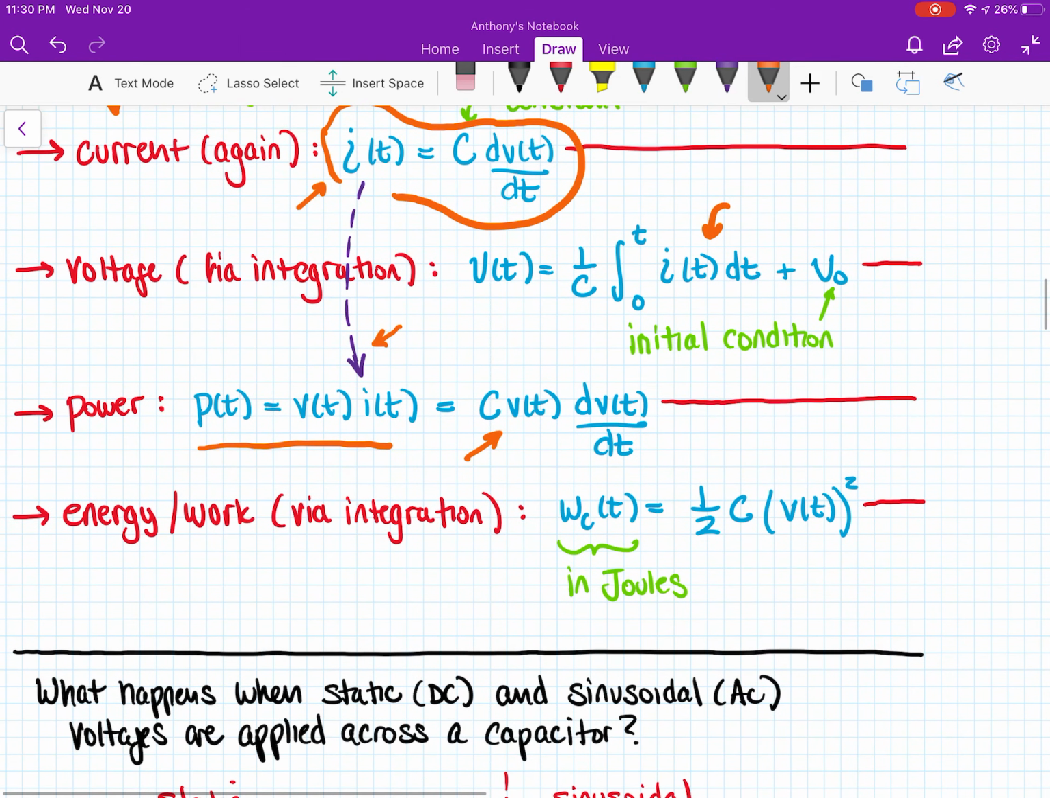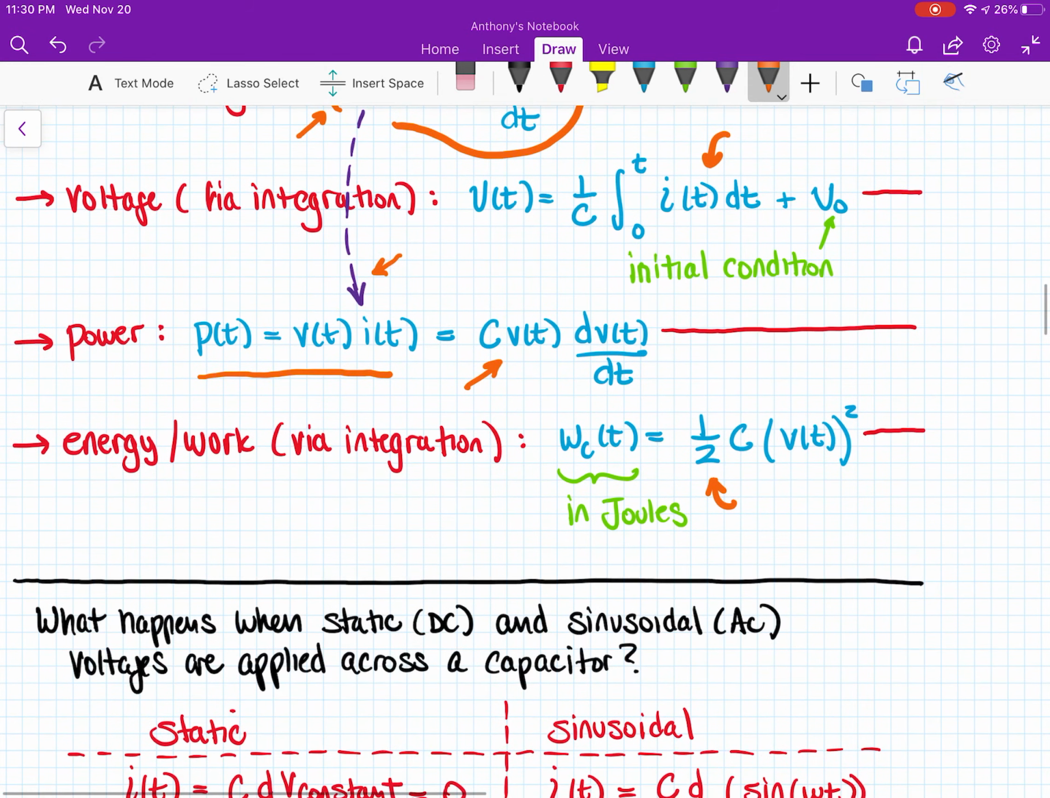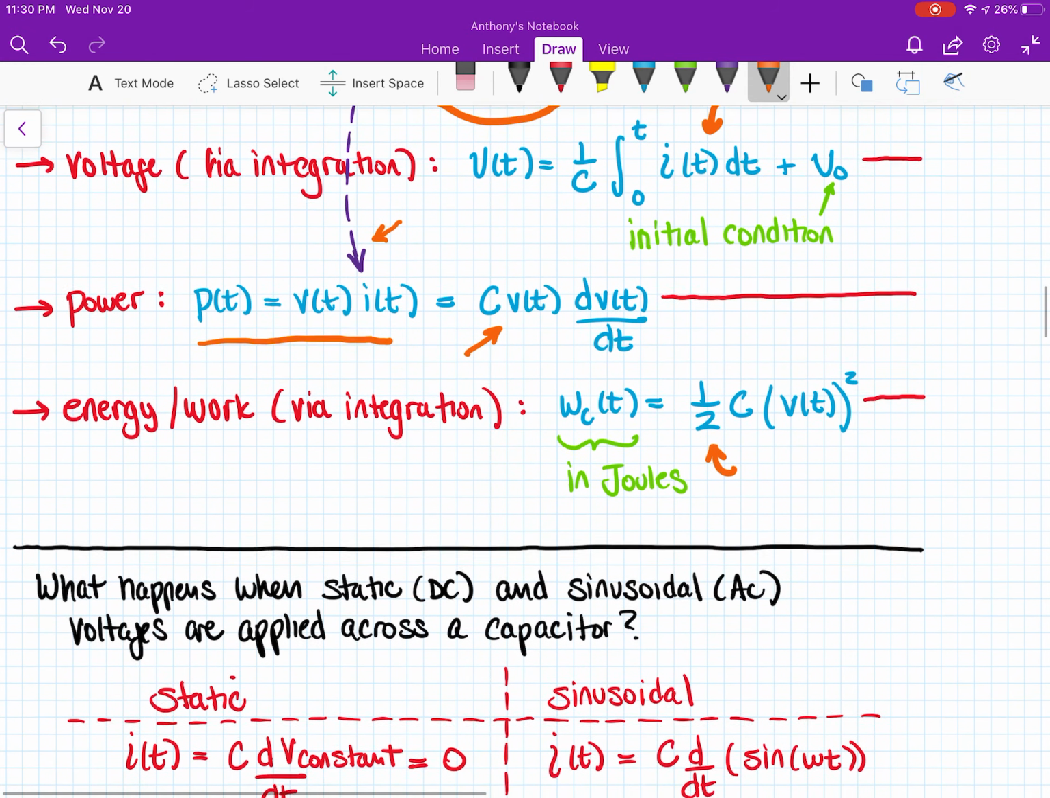Lastly is energy or work that's stored in the capacitor. This value is defined in joules, and it's equal to 1/2 C V_T squared. So 1/2 C times the voltage across the capacitor squared.